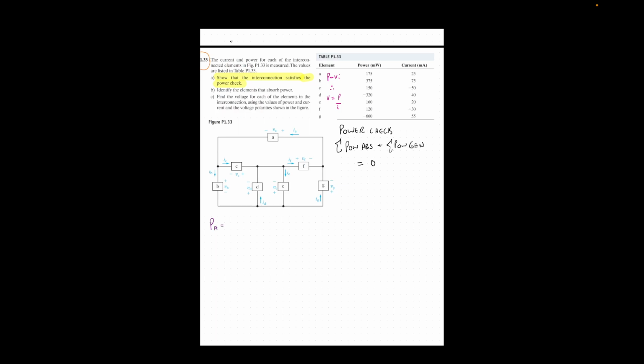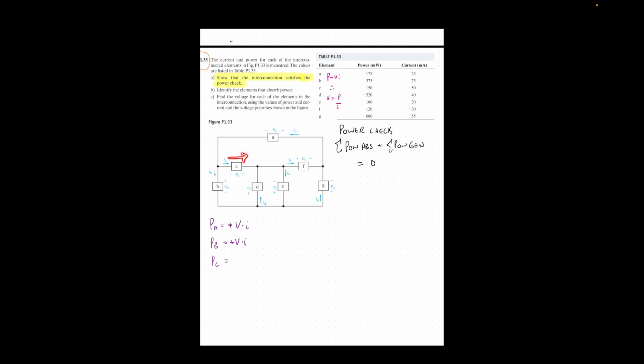So the power for A, let's start with passive sign convention, writing that first. So my power for A, I see that I have a voltage drop because my current is entering my positive terminal and going towards my negative terminal. So by passive sign convention, to obey it, I'm going to call it a positive V times I. Now power B is going to be similarly a voltage drop. My power for C is going to be a voltage rise.